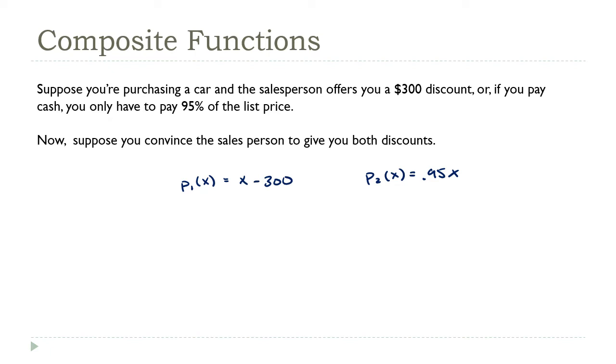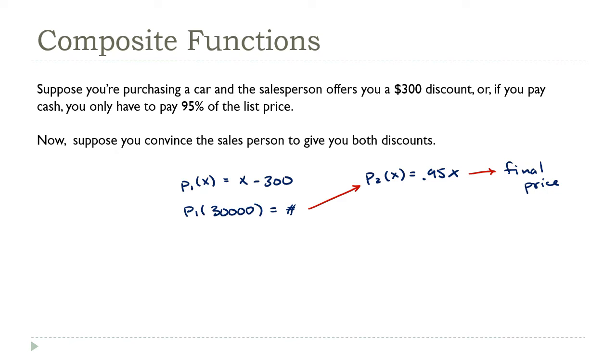So how are we going to do this? Well, how would you do this in practice? Just think about how you would do this in numbers. If the car was $30,000, what would you do? You would start by calculating P1 of 30,000, and you would get a number, and then you would calculate 95% of that. In other words, you would take this number and put it into the second function, and then you would get your end result, the actual final price after both discounts. You see how this is matching our composition situation. I'm taking the result of one function and putting it into the other one.